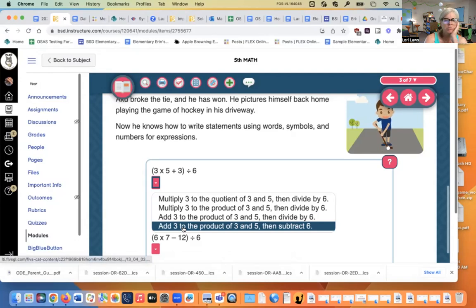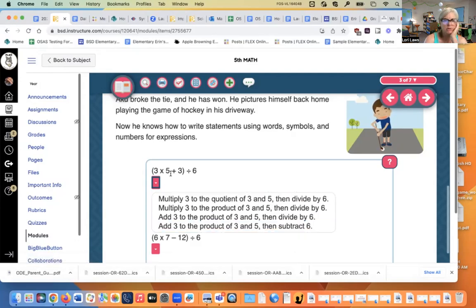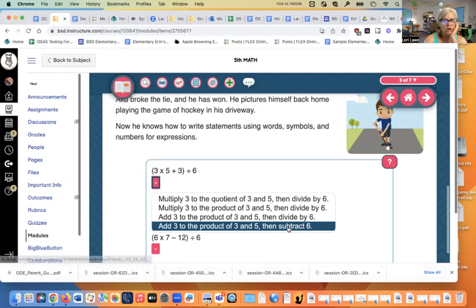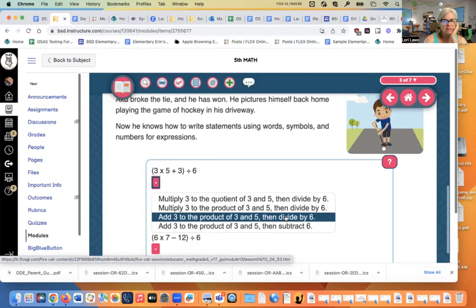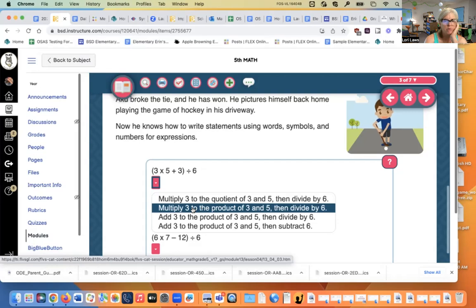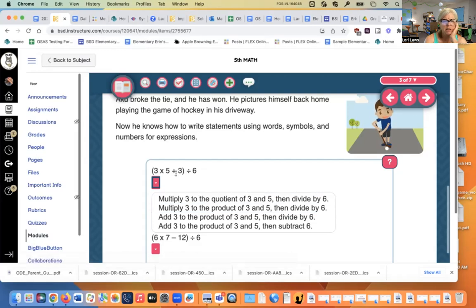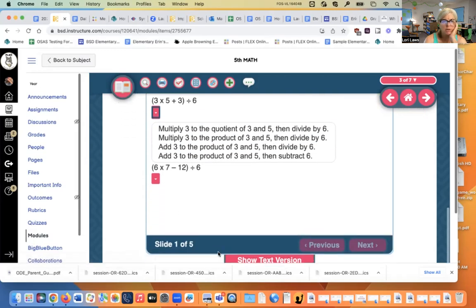Add 3 to the product of 3 and 5. That's correct. Then subtract 6. No. Then divide by 6. That makes sense. Multiply 3 to the product. There was no quotient inside the parentheses. The product of 3 and 5. Nope, that wasn't a product. It was a sum. It was an addition. So be careful of those words.